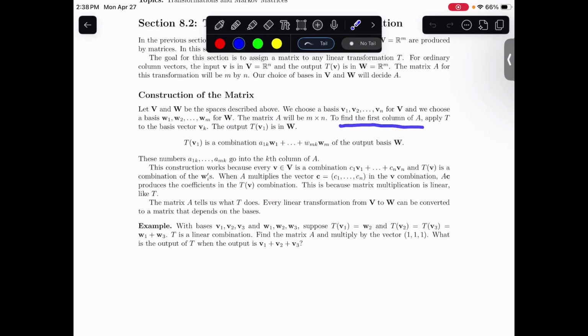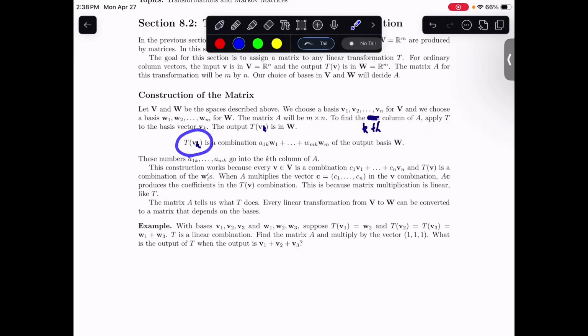So to find the kth column of A, we apply T to the basis vector v sub k. Oh, there shouldn't be the first, there should be the kth. I think I originally wrote everything out in terms of the first column vector, but I wanted to write things more generally. So to find the kth column of A, we apply T to the basis vector v_k. I made the same mistake here, so it should be v sub k. So the output T of v_k is going to be in W. And I made the same mistake here too. Some of them I caught, a lot of them I didn't, it turns out.